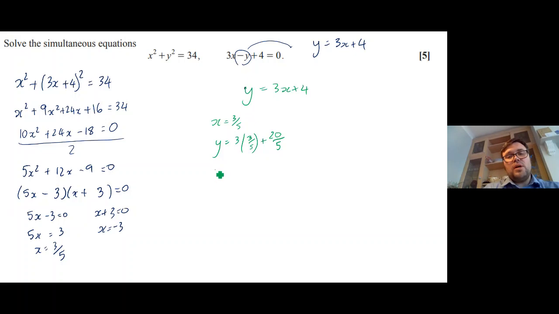You've all got calculators, so it's not a big stretch. You just type it in. So it's 9/5 plus 20 over 5, which is 29/5. So this coordinate is 3/5, 29 over 5.